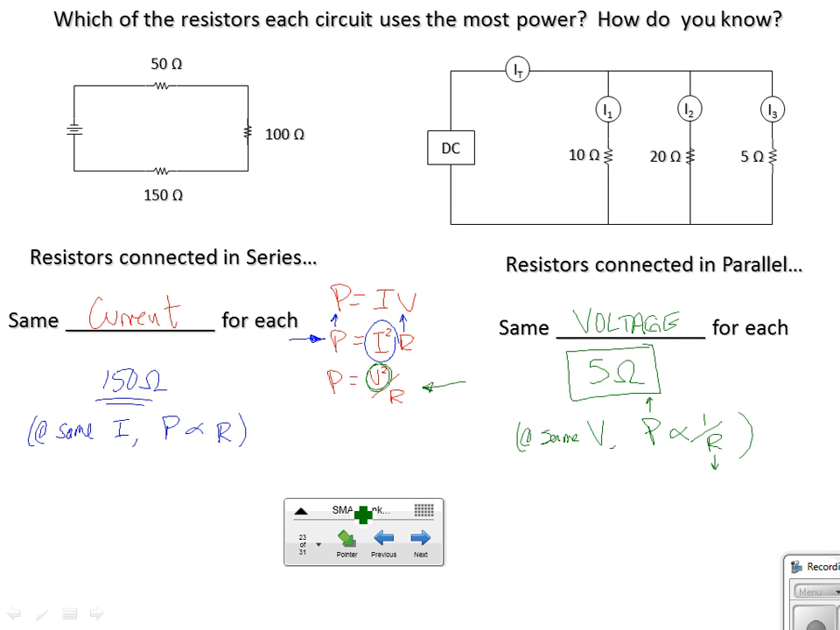Okay, so obviously a big difference between things that are connected in series and things that are connected in parallel. All right, what I'd like you to do as part of your homework is calculate the power dissipated by each resistor in both circuits.